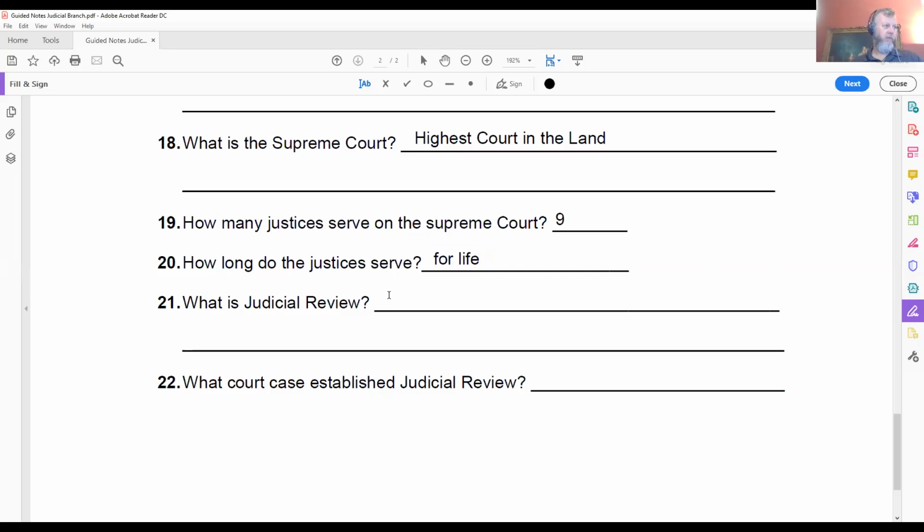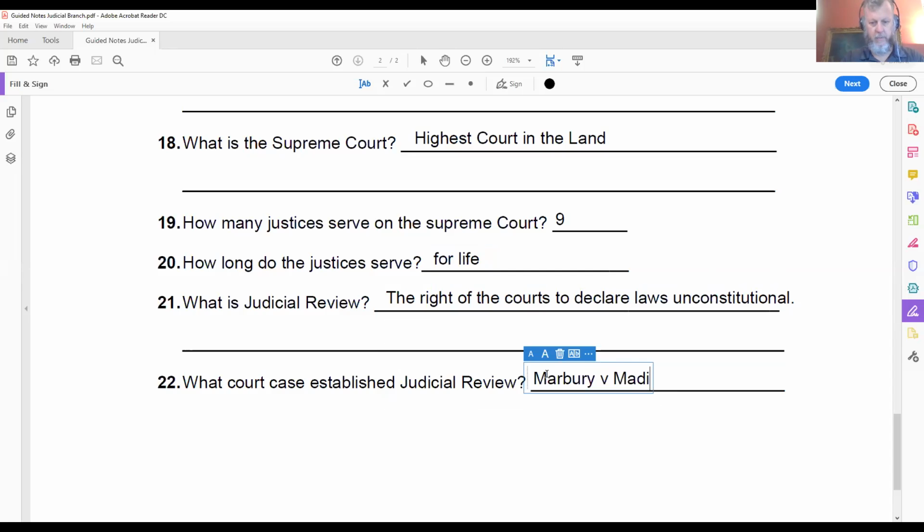So let's finish up this. What is the judicial review? It is the right of the courts to declare laws unconstitutional. All right, and that is most important. Now, the case, it is known as Marbury versus Madison. Marbury is the guy who sued the government. Madison was the representative of the government who was being sued.